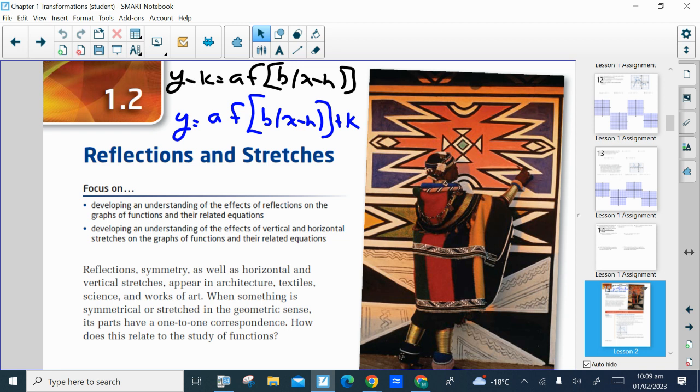When h is negative, if you put a negative value in for h in that expression, the minus minus becomes a plus. You'll get x plus h, but it means that the graph goes to the left because the value of h is negative.